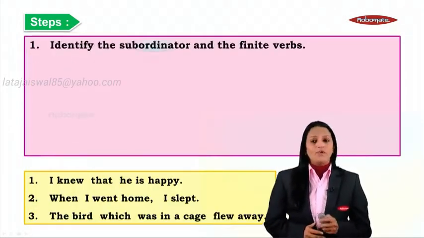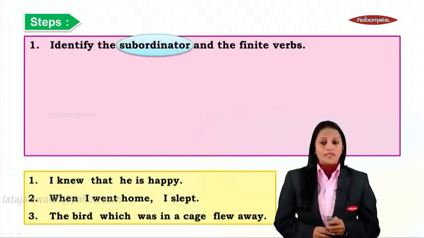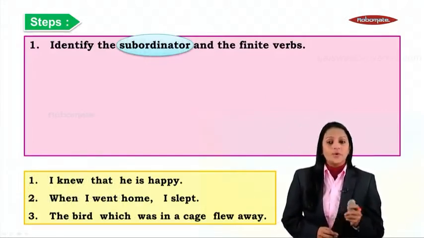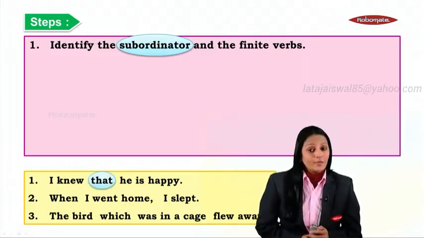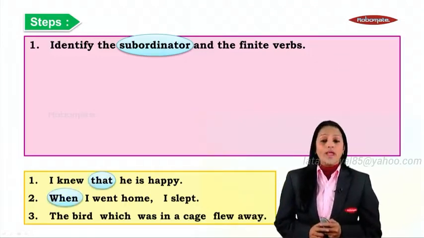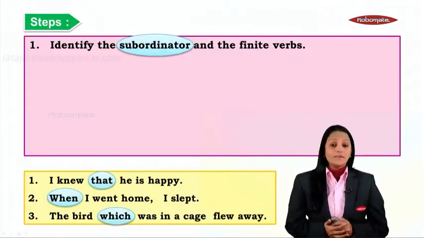Now, assuming you have done that, let's go ahead. Identify the subordinator. Students, look at the three sentences. Quickly, let's do that. I knew that he is happy. Yes, that is the subordinator. The next one is when, and the third one is which. So we have identified the subordinators.